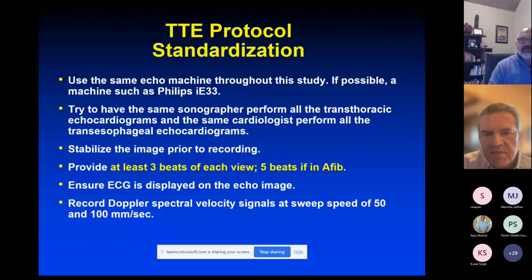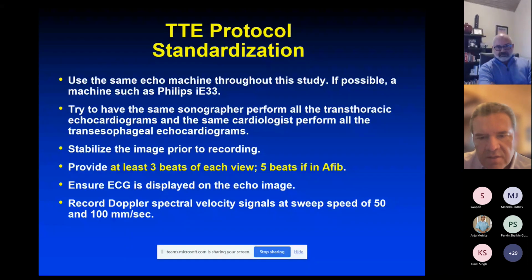I guess one is, if possible, we would like you to use the same echo machine throughout the study, whether that's a Philips IE33, Philips Epic, or one of the GE Vivid systems. It'd be great if you could use the same machine throughout the protocol. And we would like to have the same sonographer perform all of the transthoracic echocardiograms, and the same cardiologist perform all of the transesophageal echocardiograms at each center throughout the study as much as possible. And for these studies, we'd like you to provide at least 3 beats of each view. If the patient is in atrial fibrillation, please increase that to 5.